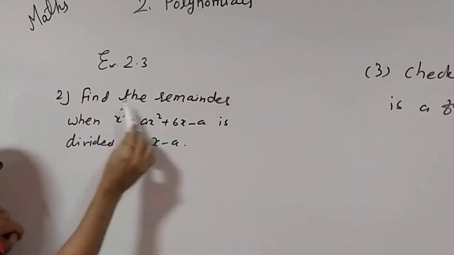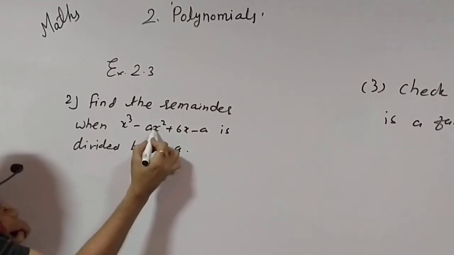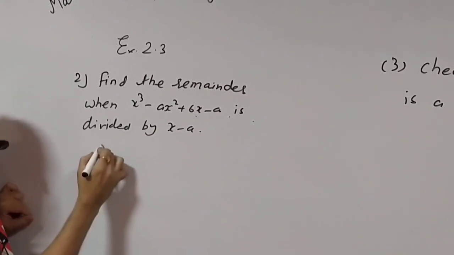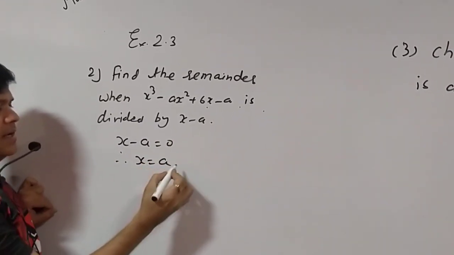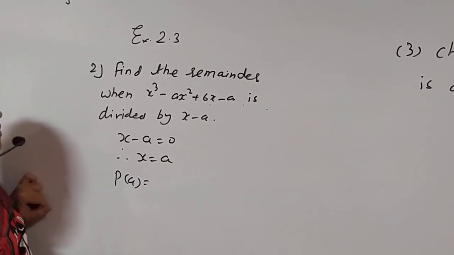Question 2. Find the remainder when x cube minus ax square plus 6x minus a is divided by x minus a. Let x minus a is equal to 0. Therefore x is equal to a. So what is the remainder? P of a is called the remainder. So P of a is equal to what?